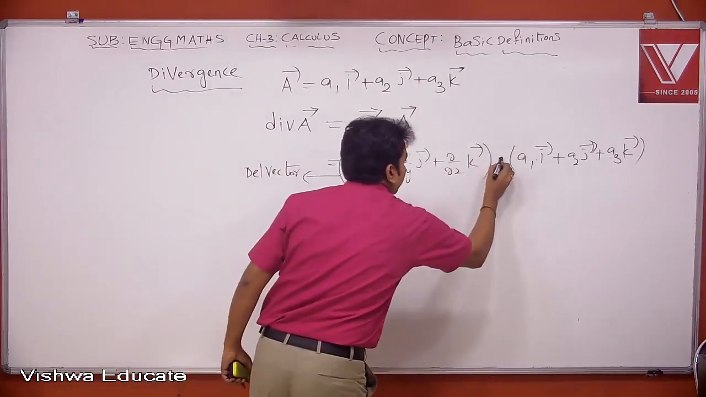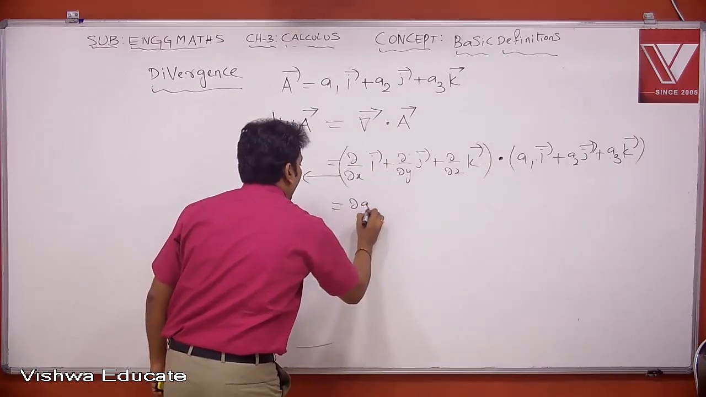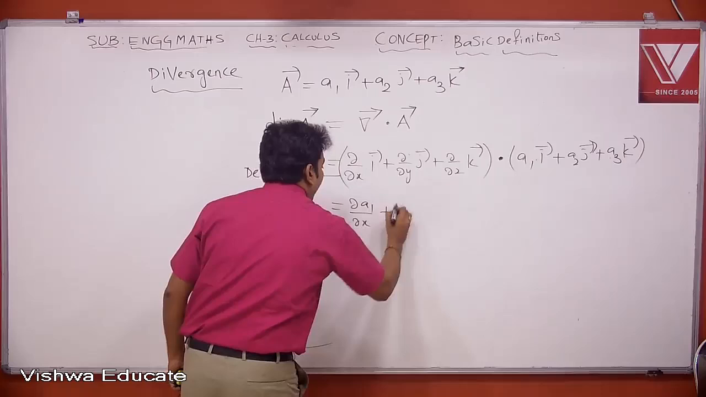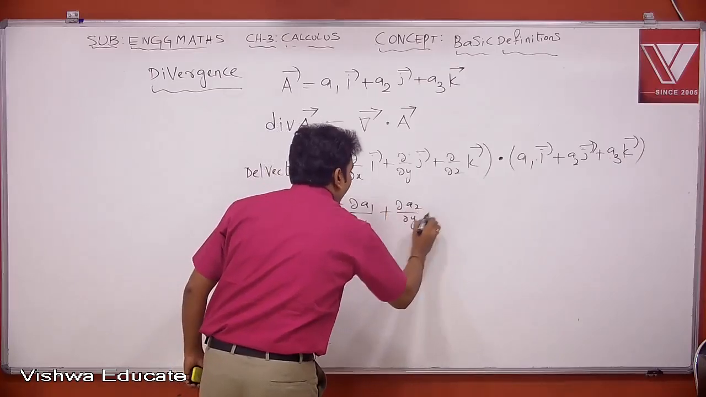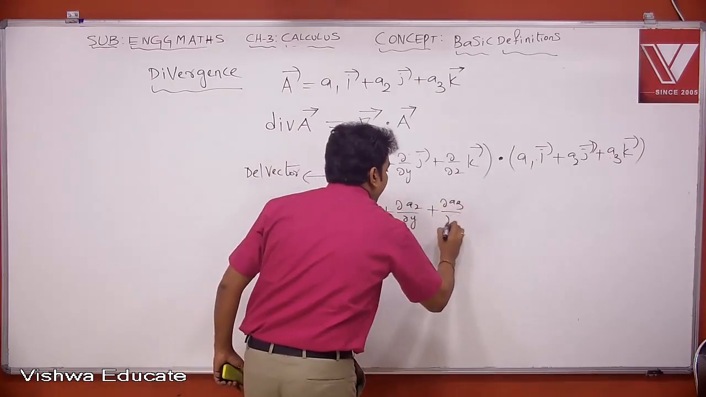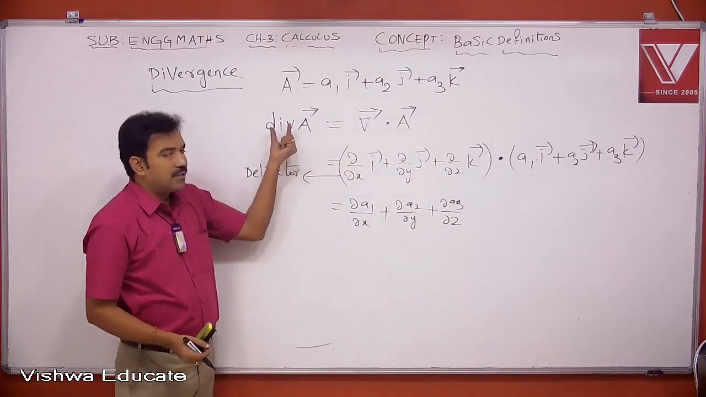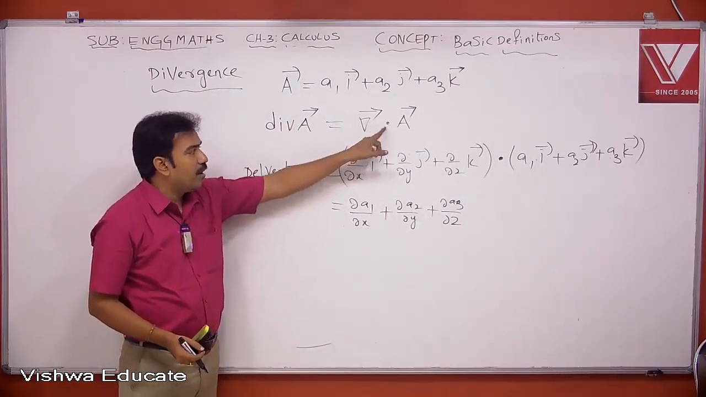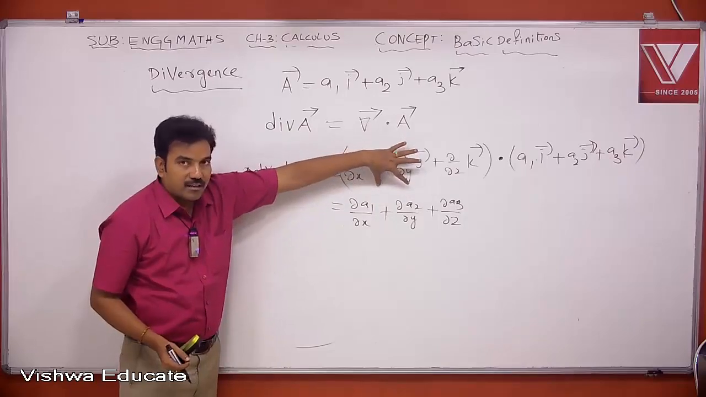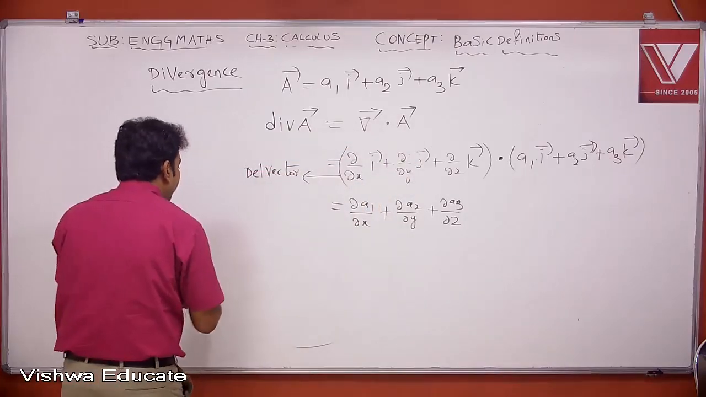Now apply the dot product. So this is dou A1 by dou x plus dou A2 by dou y plus dou A3 by dou z. Therefore the divergence of the vector A bar is del bar dot A bar. This is a del vector. Let us take an example.